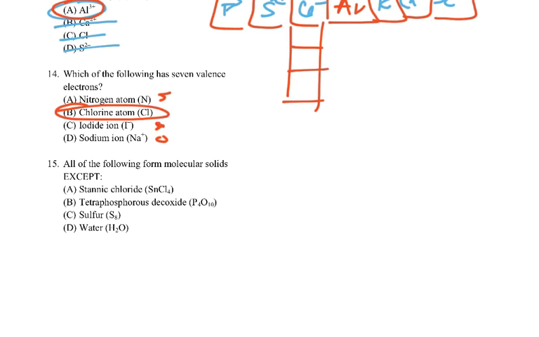15, all the following form molecular solids except... well, stannate chloride, that's a metal and a non-metal, so that's ionic. That's the answer. Sulfur with sulfur would be non-metal, H and O would be non-metal. So those are all molecular solids. A is going to be ionic.